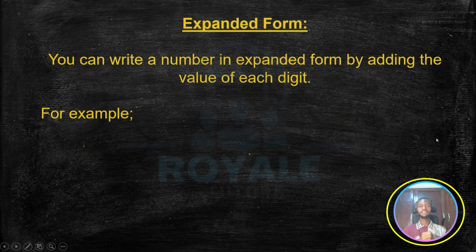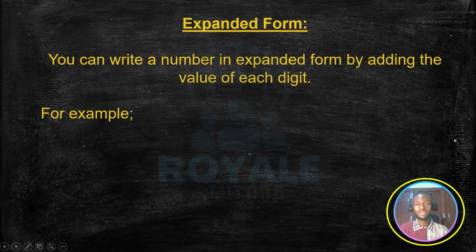Now, having learned the placeholder, we need to understand our expanded form. You can write a number in expanded form by adding the value of its digits. We learned the value of digits some minutes ago. Now, let's write the expanded form of numbers.